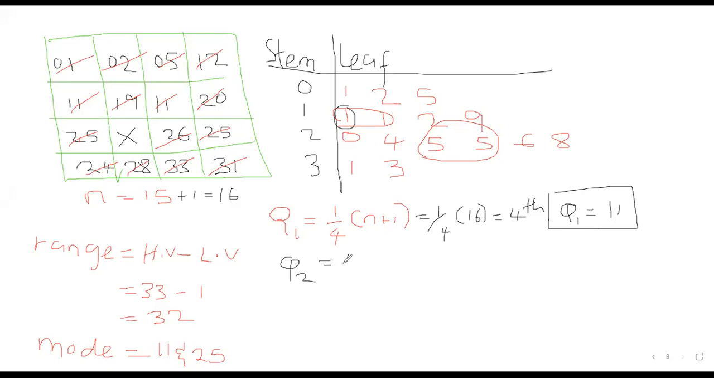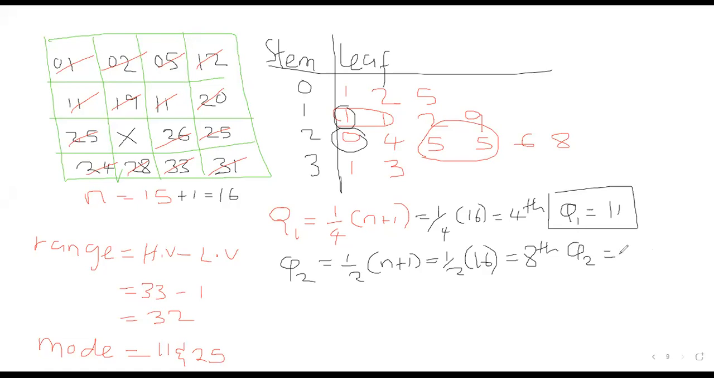The second quartile is what? Half of n plus 1, which is also the median. So half of 16, what do we get? 8. The eighth number. So this was the fourth: 4, 5, 6, 7, 8. What number is this? 20.